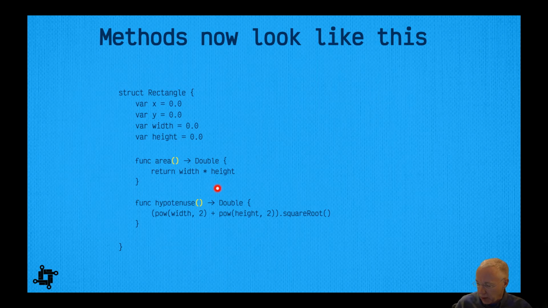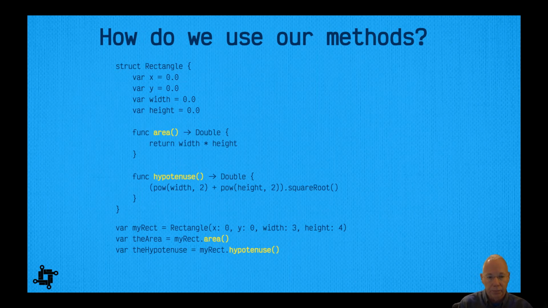But the point here is that we have two functions now that are part of the struct. And because of that, they are now referred to as methods. They are functions. They're associated with the struct. We just refer to them as methods. It's just a naming reference change. And so area is a method on rectangle. Hypotenuse is a method on rectangle.